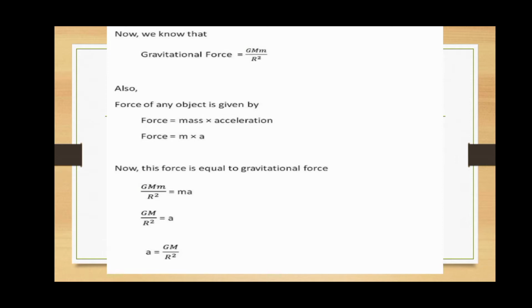Now, this force is equal to the gravitational force. G M m by r square is equal to m a. Here we can cancel the small letter m. That means G M by r square is equal to a, or a is equal to G M by r square.